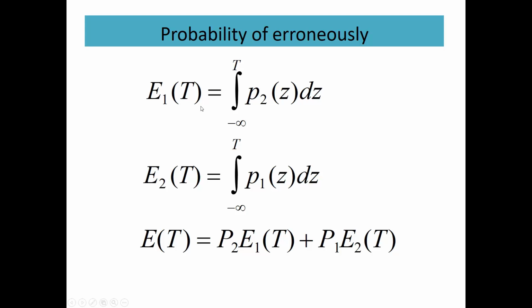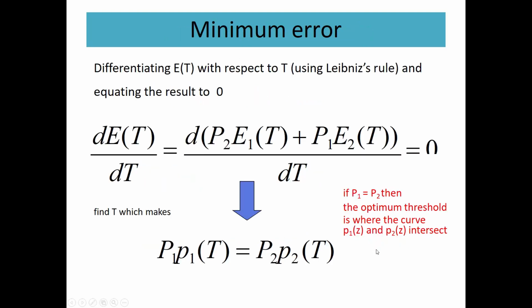That is a background error: background pixels that are going to be considered as object. Similarly, there is an error E2, the object pixels that are going to be considered as background. So E2(T) is equal to the integral from minus infinity to T of P1(z) dz. Now the overall error capital E is P2 E1(T) plus P1 E2(T).